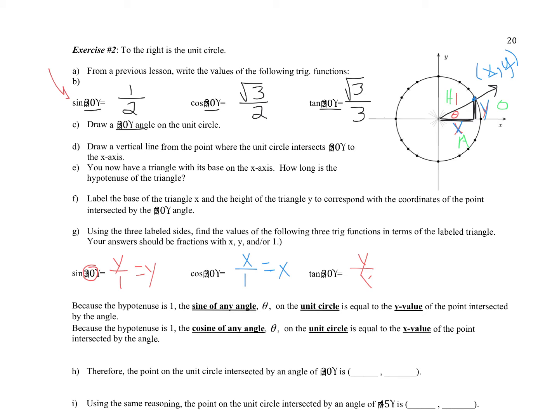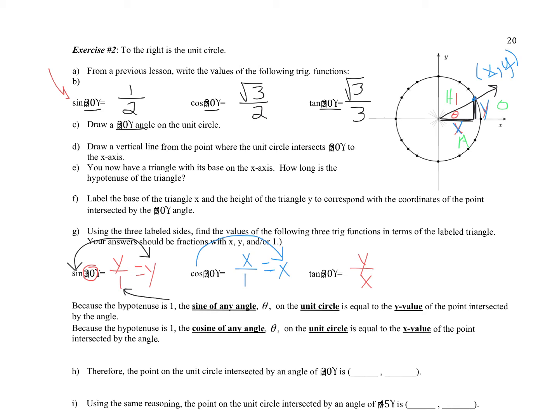So what we're seeing here, and what we talked about also in the homework, is that because the hypotenuse is 1, it cancels out, and the sine of any angle theta on the unit circle is equal to the y value of the point intersected by the angle. So I know that sine on the unit circle, sine of the angle, is also the y value of the point. In the same way, the cosine of any angle is x for that point.